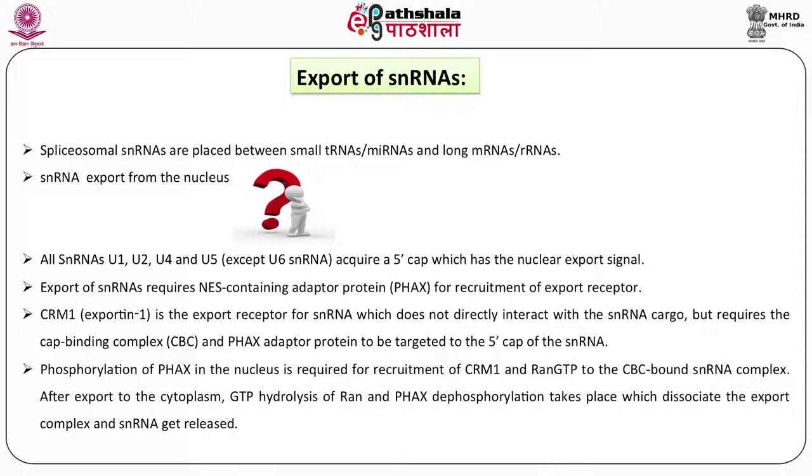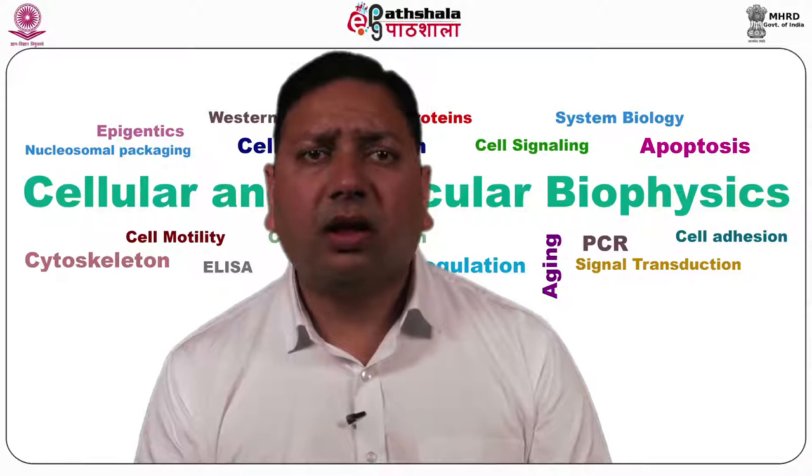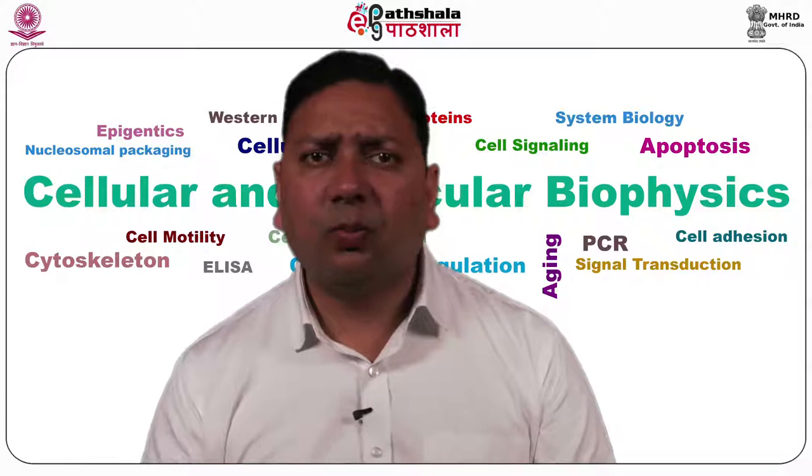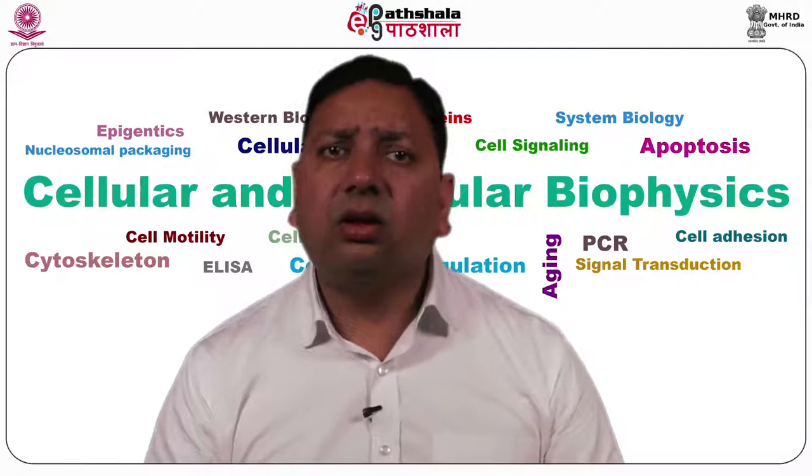Phosphorylation of PHAX in the nucleus is required for recruitment of CRM1 and RAN-GTP to bind to the CBC-bound snRNA complex. After export to the cytoplasm, GTP hydrolysis of RAN and PHAX dephosphorylation take place, which dissociate the export complex, and the snRNA gets released into the cytoplasm.